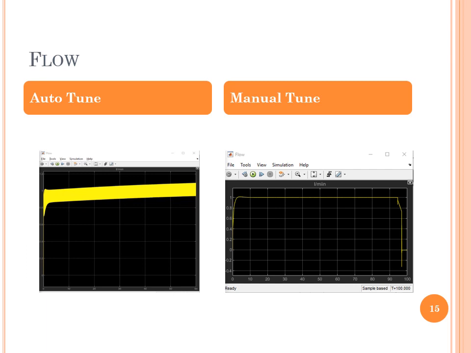And on the right side, the figure shows the response of the flow PID controller after manually setting the weights. It shows a better result. The system reaches the desired flow in a matter of seconds with little overshoot and keeps the flow constant until the motor is turned off.